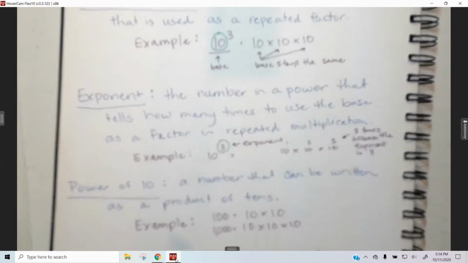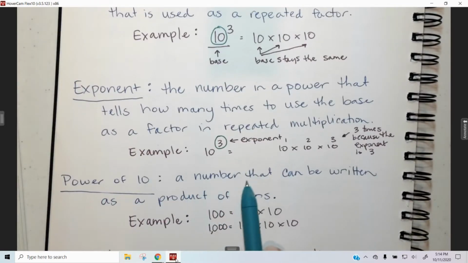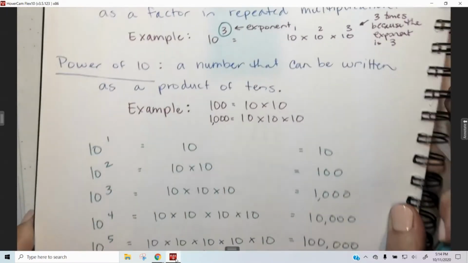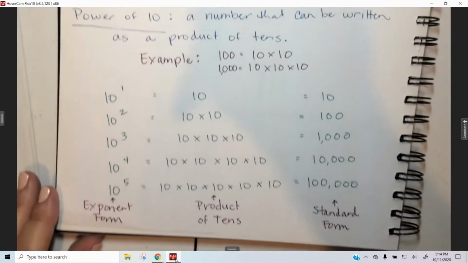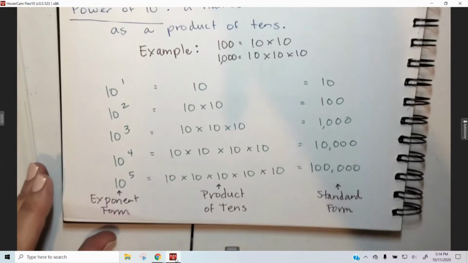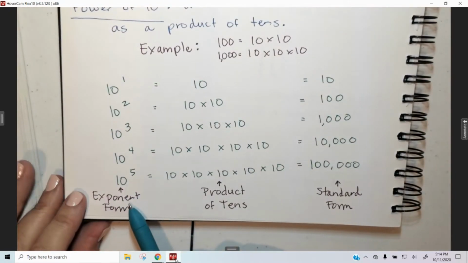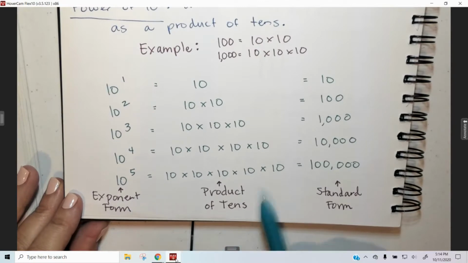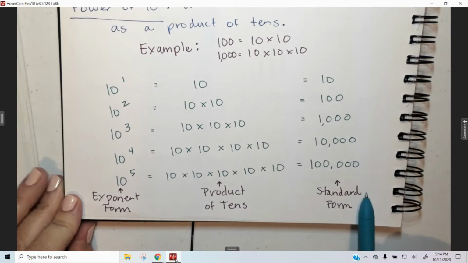And then we have the word power of 10. A power of 10 is a number that can be written as a product of tens. So a power of 10 would be 100 because you could write 100 as 10 times 10. 1,000 could be written as 10 times 10 times 10. I want to show you this little chart, which has powers of 10 written in exponent form, written in products of tens, and then written in standard form.